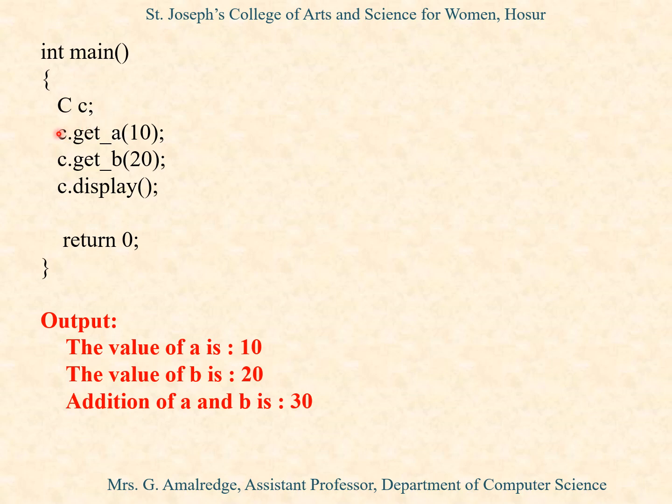In the main function, we are creating an object for the class C, that is our subclass, and we are assigning value 10 to variable A and value 20 to variable B. This can be done with the help of the functions get_A and get_B. Now we are calling the method C.display, that is calling the function display with the help of object C. The display function will display that the value of A is 10, the value of B is 20, and the addition of A and B is 30.